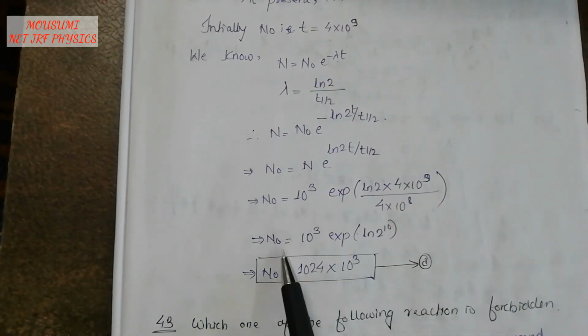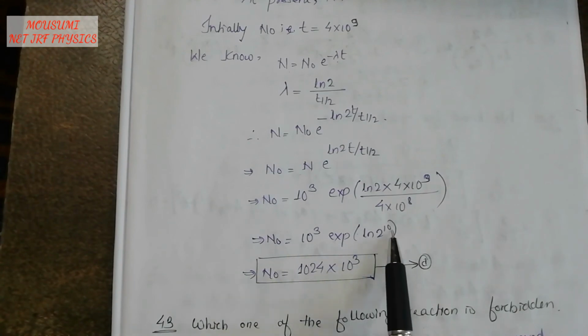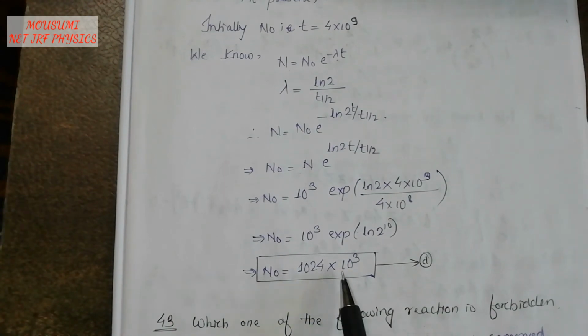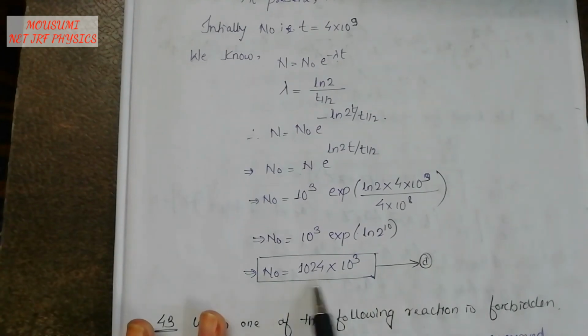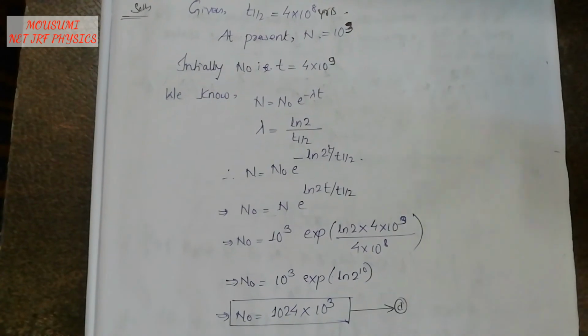Now when you solve, finally you will have N naught is equal to 10 to the power 3 exponential log 2 to the power 10, which will give you what? 1024 into 10 to the power 3, simply multiplying. So the correct option is option D. So this is just using the basic radioactive law.